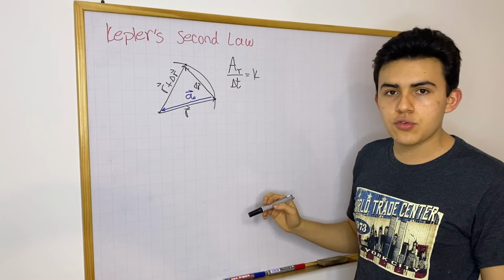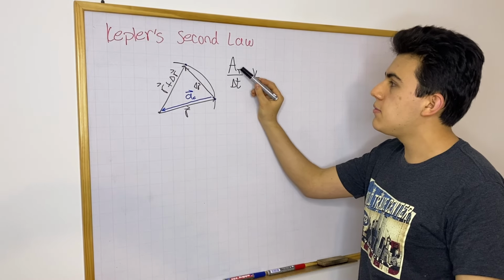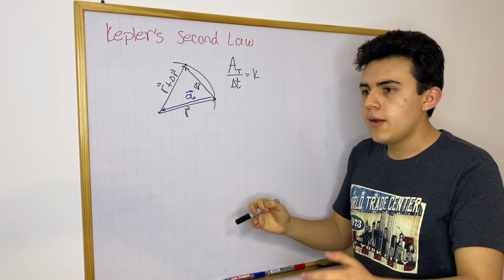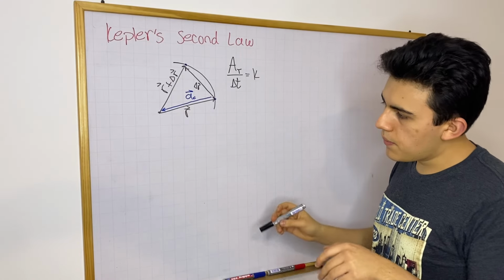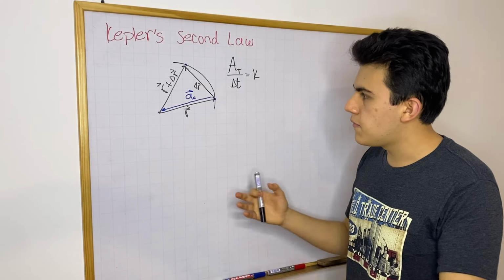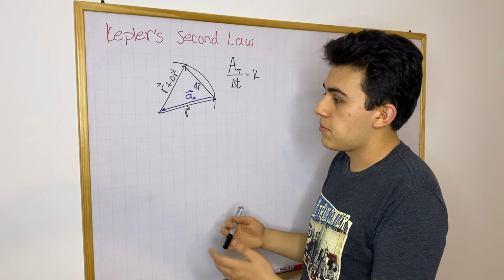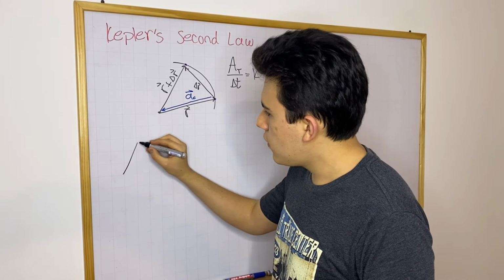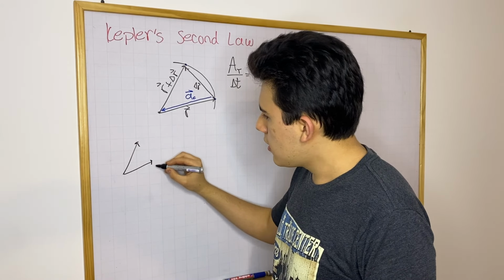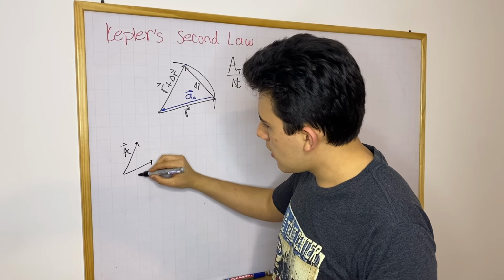We want to show that this is true. And the first step in doing that is being able to write A sub T in terms of something else. Now, there's a very important idea in vector analysis and vector math that goes, if you have two vectors, let's just say you have A and B.